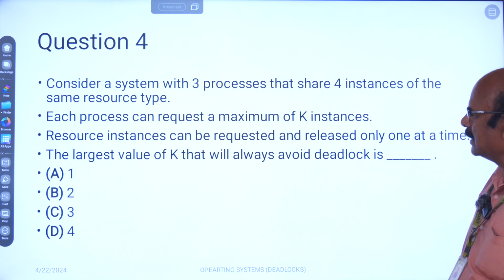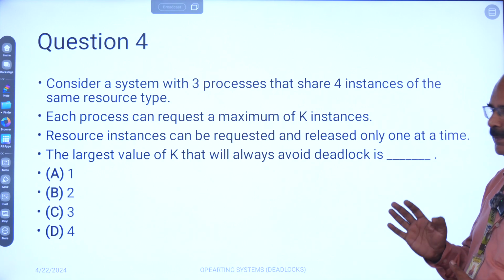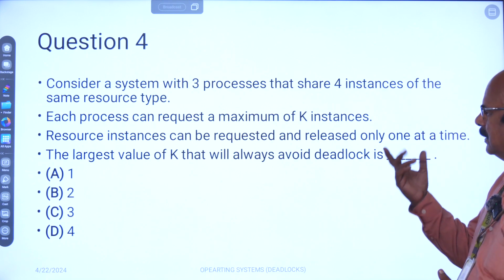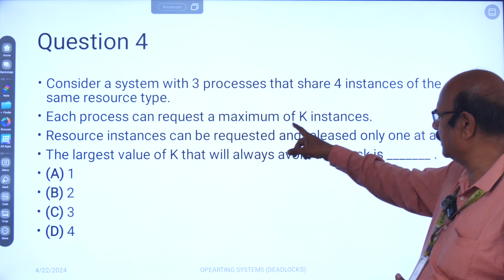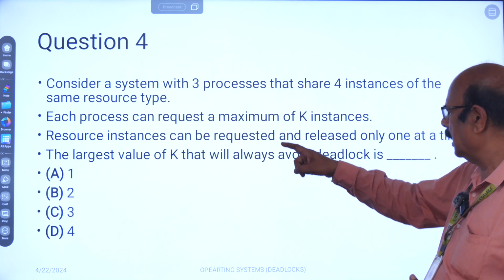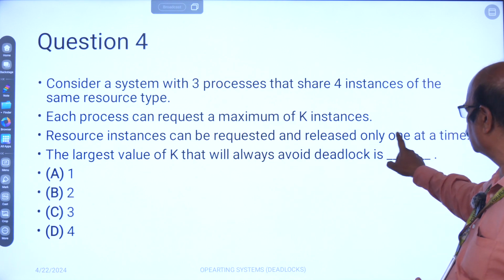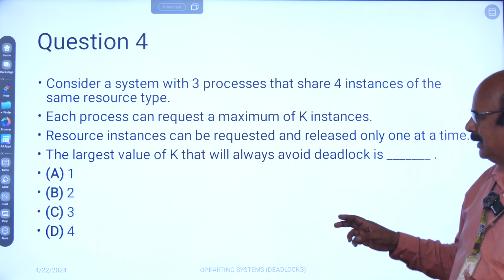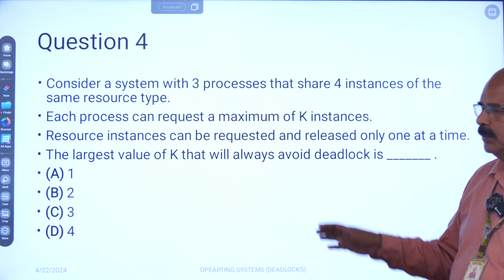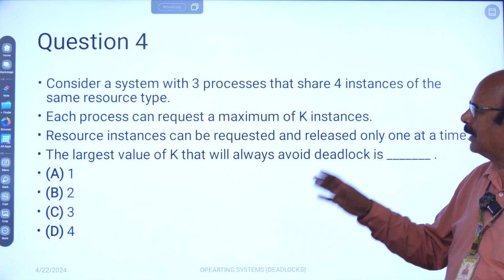Next. Consider a system with 3 processes that share 4 instances of the same resource type. So, 4 instances of the same resource type are shared by 3 processes. Each process can request a maximum of k instances. The resource instances can be requested and released only one at a time. That is the condition here. What will be the largest value of k that will always avoid deadlock? By keeping what value of k can we avoid the deadlock?